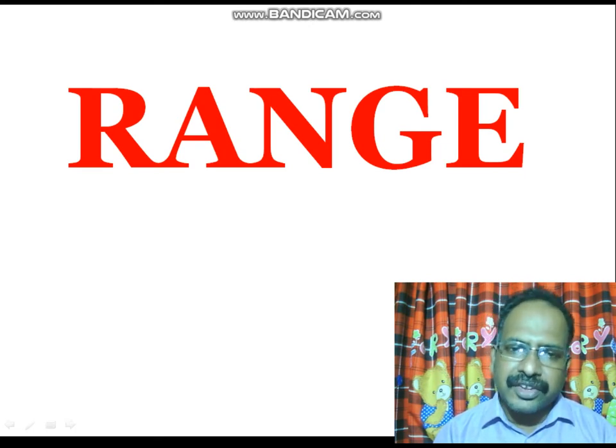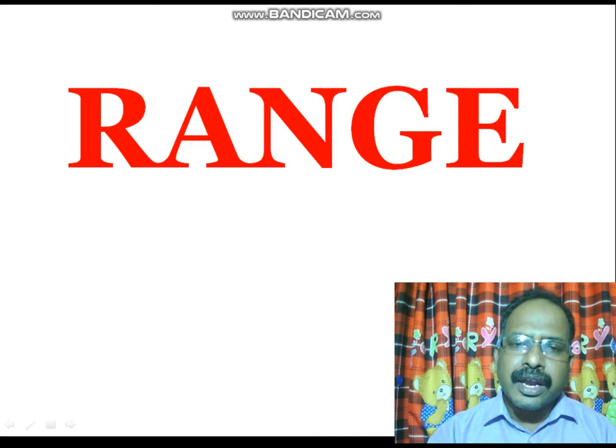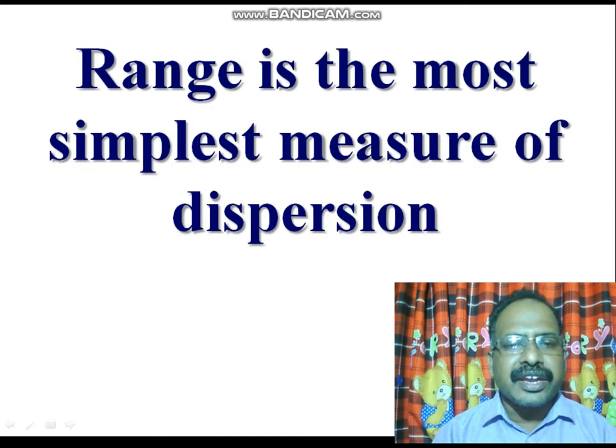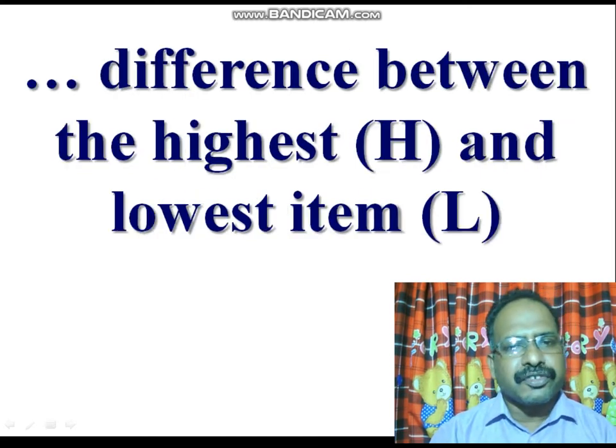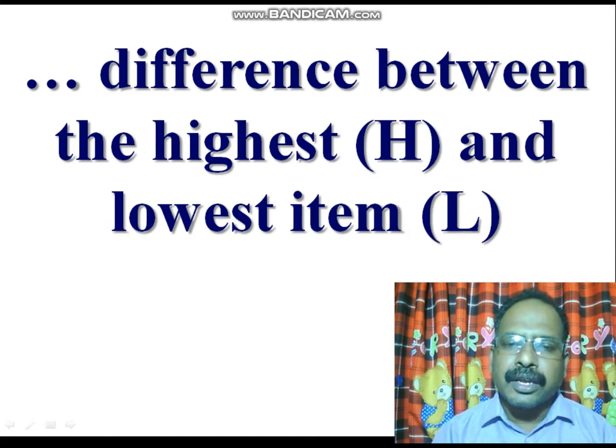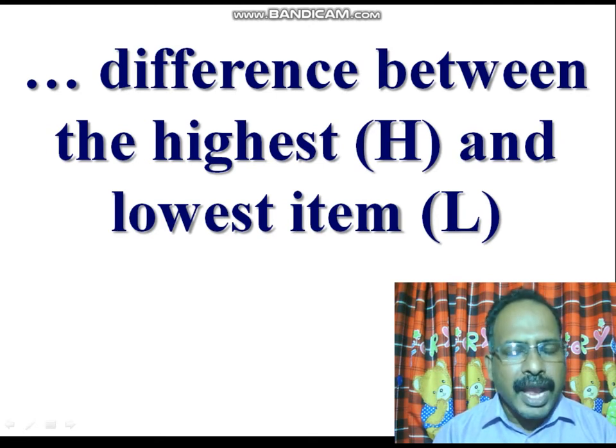The first method is the range. Range is the difference between the highest and lowest item in the distribution. H stands for the highest item and L stands for the lowest item.